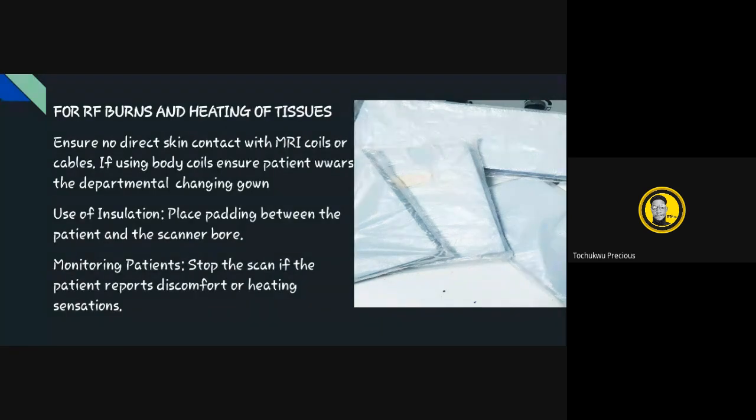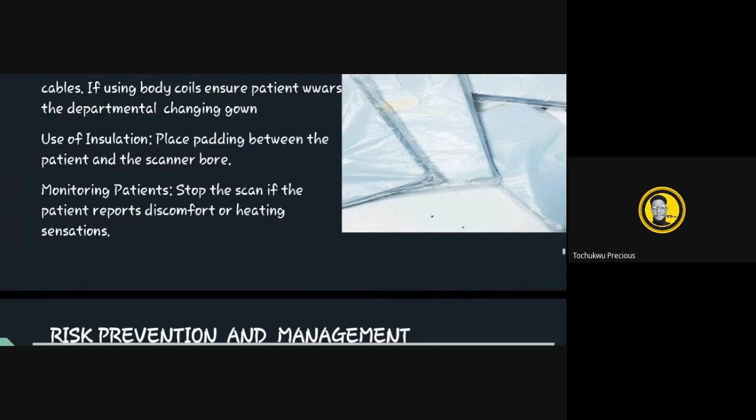And you should also learn to monitor your patient. Don't just put your patient in the machine and leave. You should monitor your patient and stop the scan if the patient reports discomfort or heating sensations.